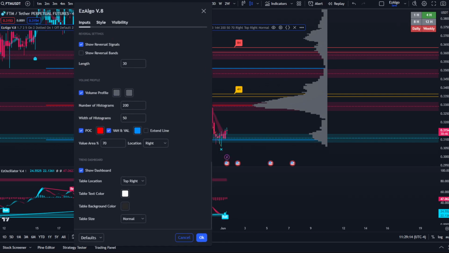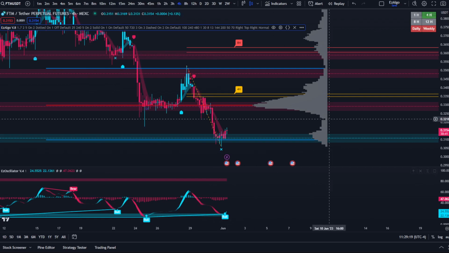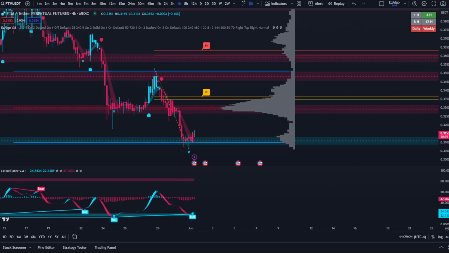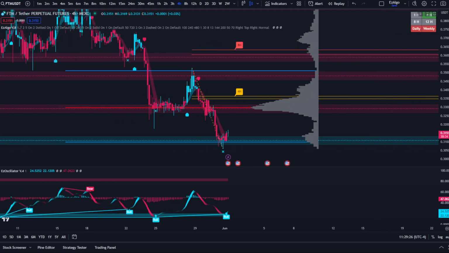All right, and below the volume profile, we have the new trend dashboard. Now we've made it very, very small, very minimalistic over here in the top right corner. And I've gotten a few questions already saying, well, why did you get rid of the lower time frames on the trend dashboard? And what do these gray boxes mean?